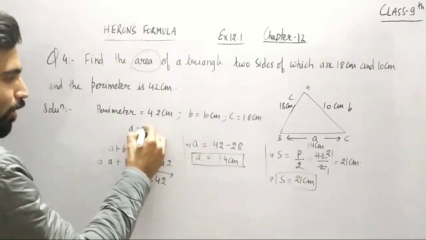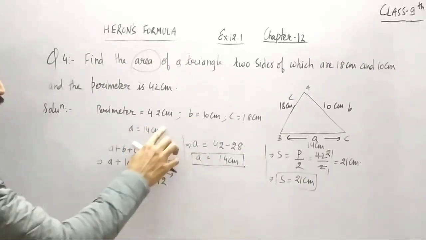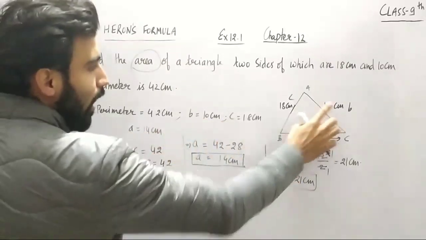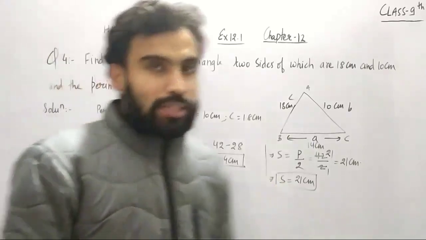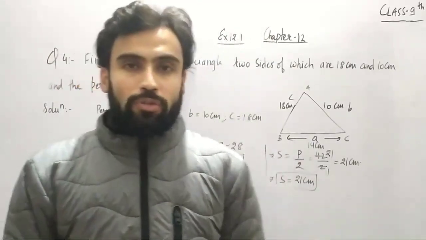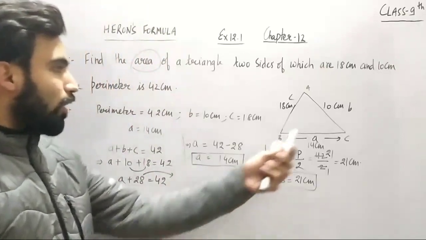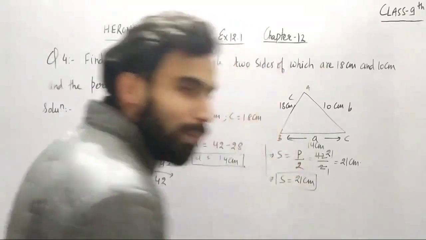So here now we know the values of A, B and C. Let me just tell you, यहाँ पे A की वैल्यू कितनी निकाली हमने? 14 centimeter. So here we know the three sides and the value of S. So let us just apply Heron's formula to calculate the area of this triangle, right? But first let me just make some space.